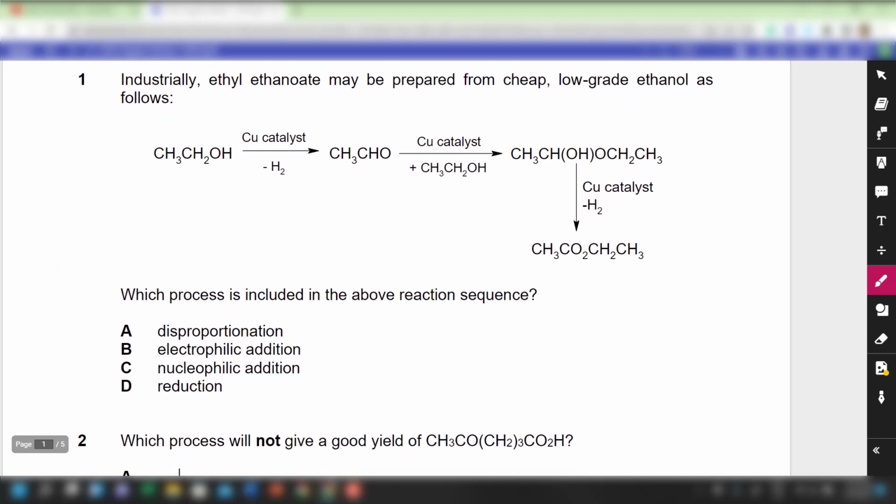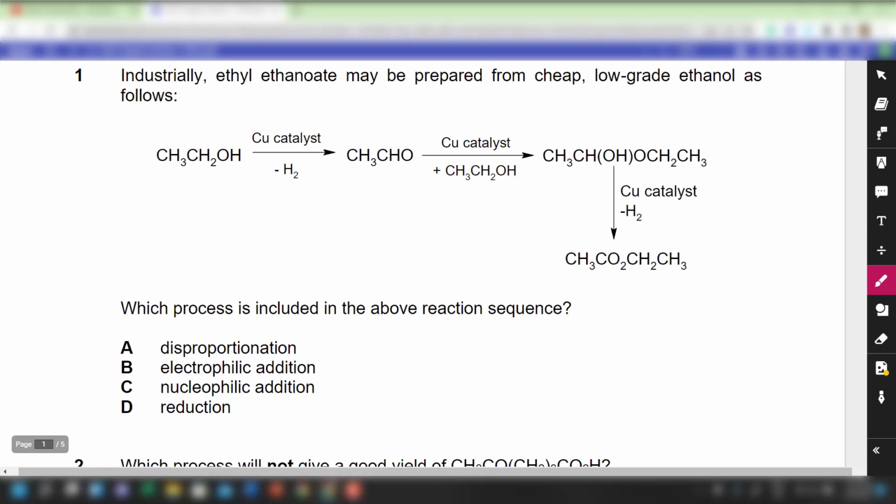For question 1, you were told that industrially, ethyl ethanoate may be prepared from cheap, low-grade ethanol as follows. Many of you thought that the first step is a reduction, but did you realize that the first step removes H2? So in fact, it is an oxidation reaction. So do not mistake that for a reduction. The second step uses copper as the catalyst, and then ethanol is being added.